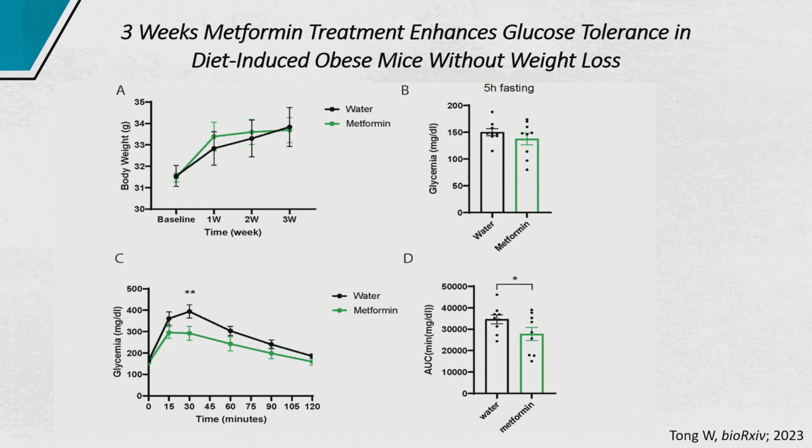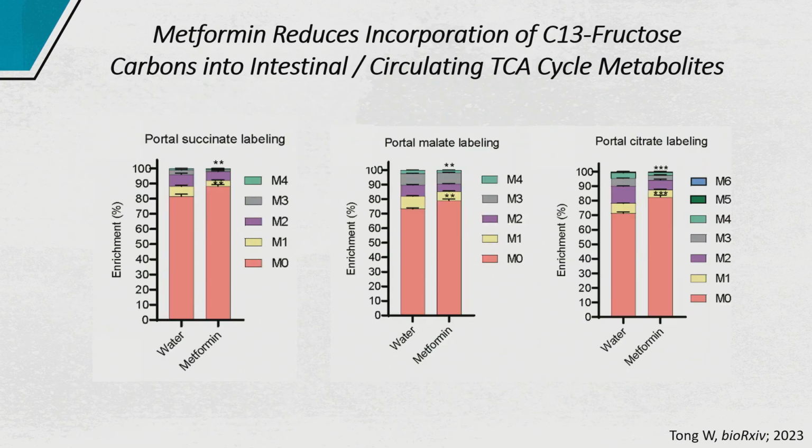And fasting glucose tended to be a little bit lower in the metformin-treated mice, but did not achieve statistical significance. But they were definitely glucose tolerant during a glucose tolerance test, and you can see the area under the curve here. So 3 weeks of metformin produced glucose tolerance in these mice. And then we used our UC13 fructose paradigm and began to ask, was metformin impacting mitochondrial function in the intestines of these mice? And that was definitely true.